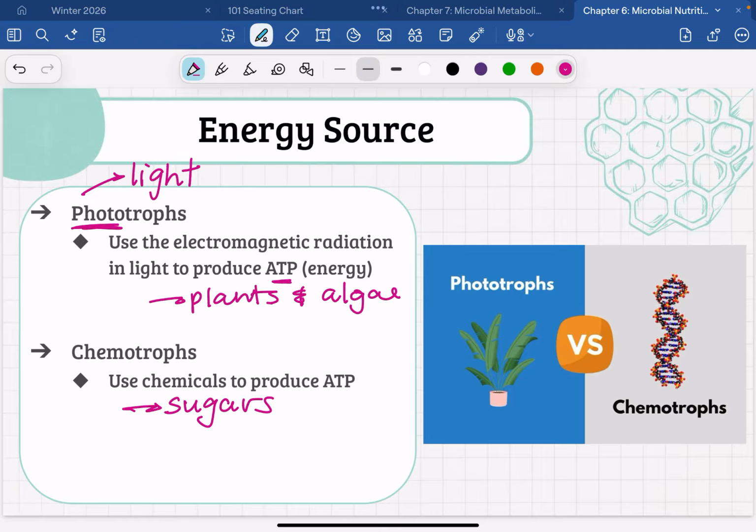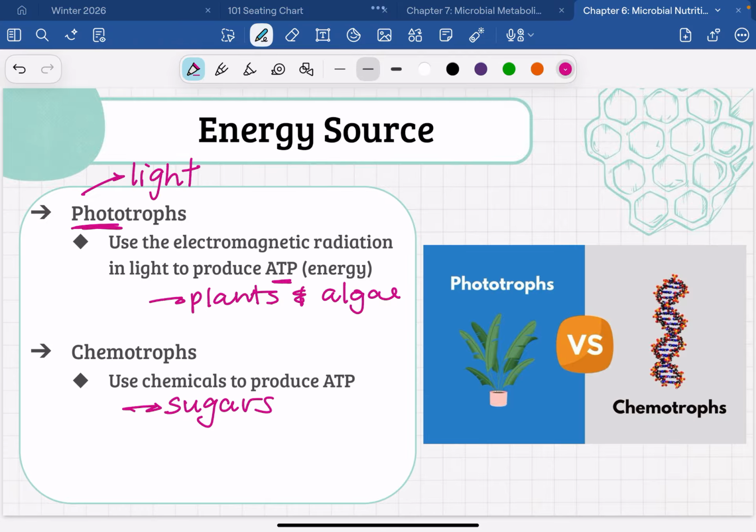Animals most commonly use sugars. There are certain bacteria that can use things like ammonia. There are certain bacteria that can use metals like iron and mercury to produce ATP. But all of those things are chemicals. And by far the most common one we're going to talk about are different types of sugars. So that's the big one. But chemotrophs in general use chemicals to produce ATP. So light or chemicals. Photo, chemo.